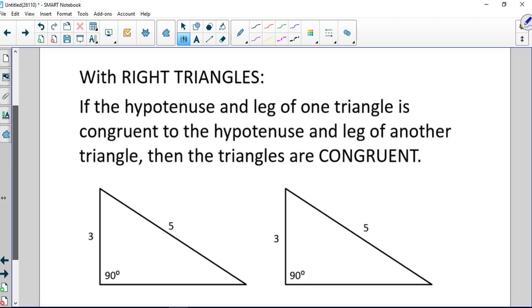So here, the 90 degrees tells us we have a right triangle. The hypotenuse is 5, and this leg is 3. Therefore, these two triangles are congruent by the HL theorem.